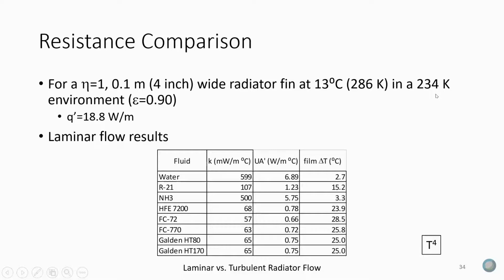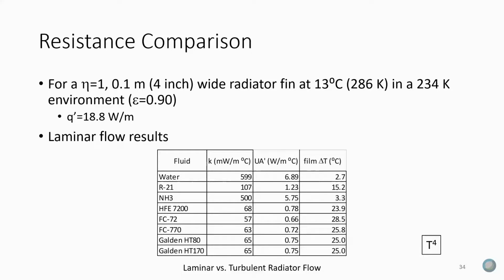So if we look at just a radiator fin at 13C, so that's holding it at the kind of temperatures we want to be at in a fairly cold environment, in a minus 50, minus 40 environment, and we've got a radiator surface emissivity of 0.9, fin efficiency of 1. We've got a Q prime of 18.8 watts per linear meter. So if we look at laminar flow results and we just look over here, we've got all the fluids that we've been looking at.